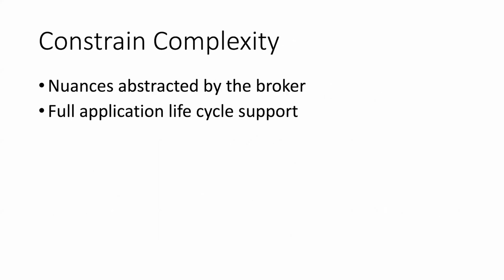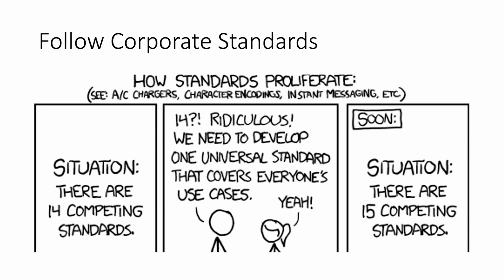Lastly, we want to constrain complexity. We want to make sure that any nuances that our corporate secret backend has are constrained, and that the apps don't need to know about them. And we want to make sure that if we need to change secret backends, we don't have to worry about that. I'm going to flip back to our previous slide for a minute.